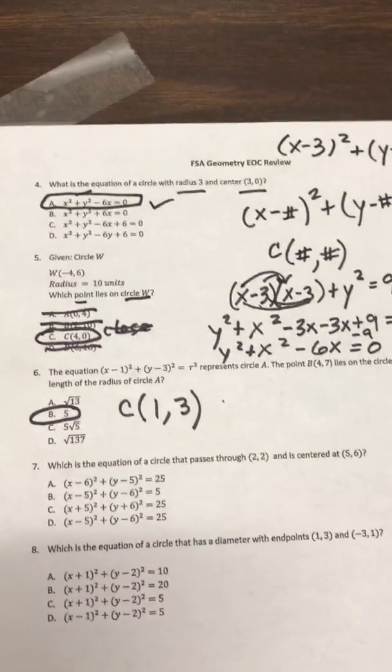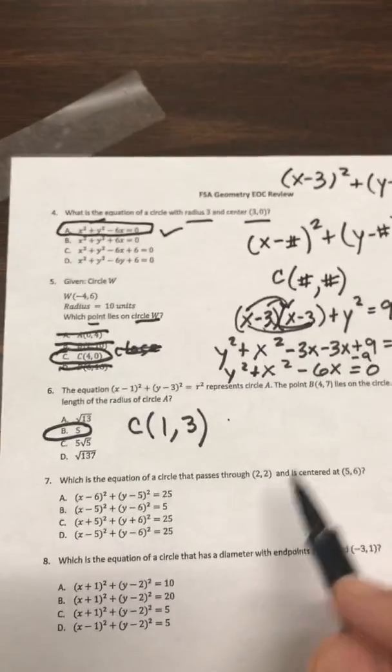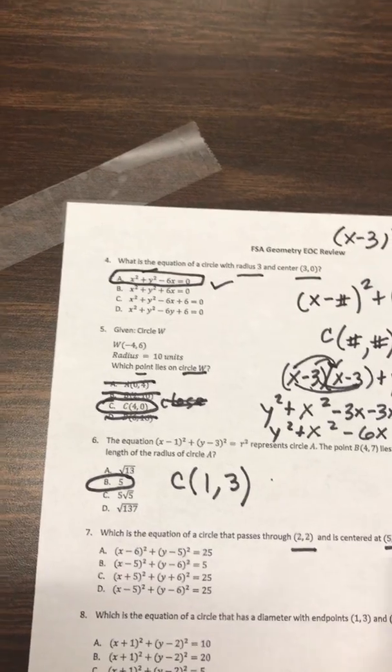So that's what I got for B. Next one. What is the equation of a circle that passes through this point and is centered there?